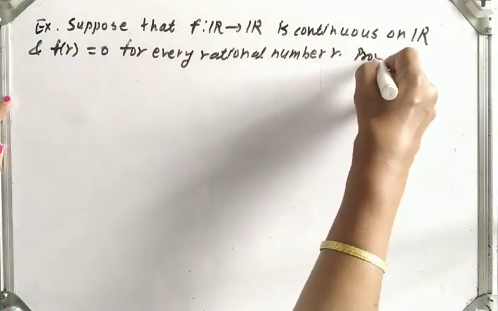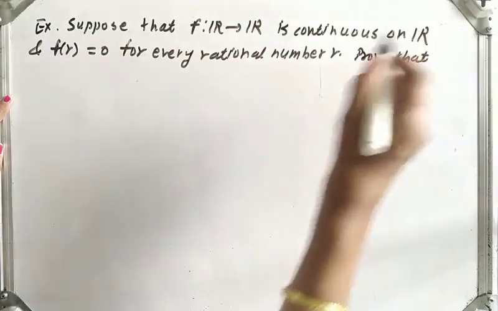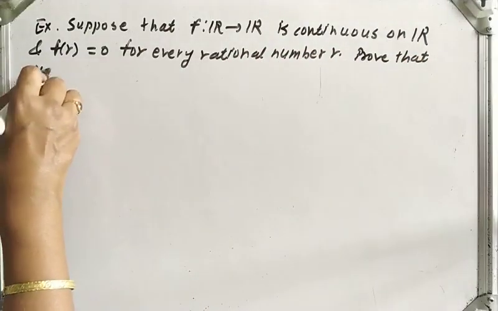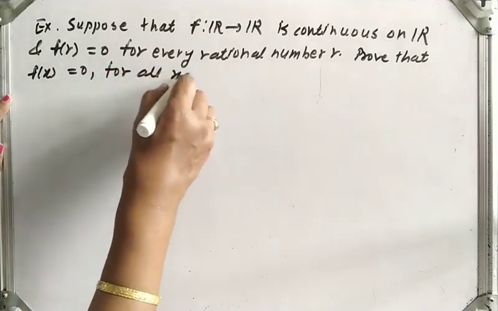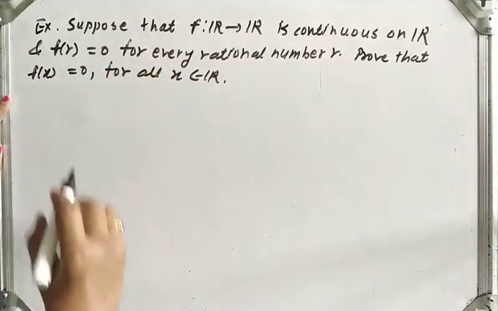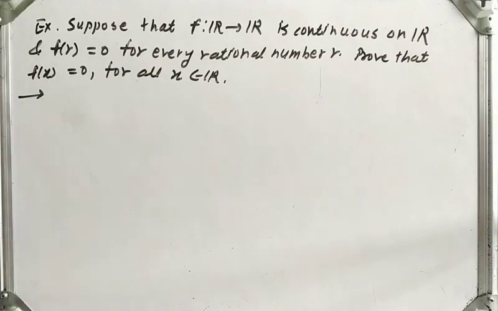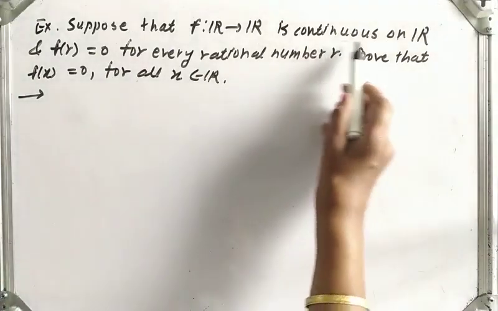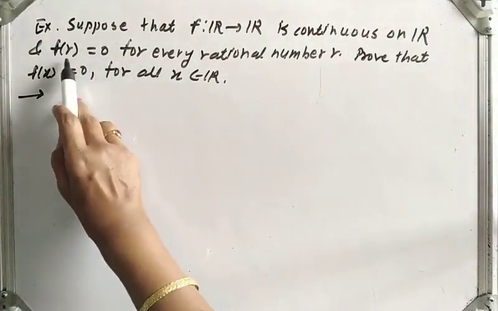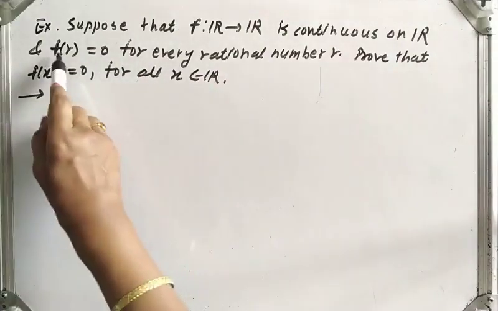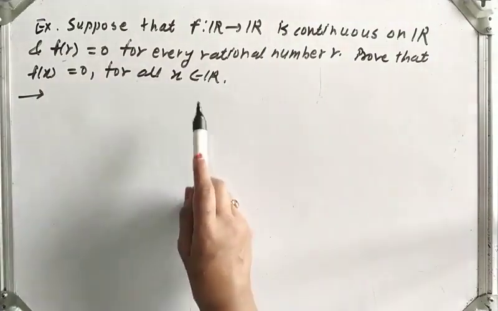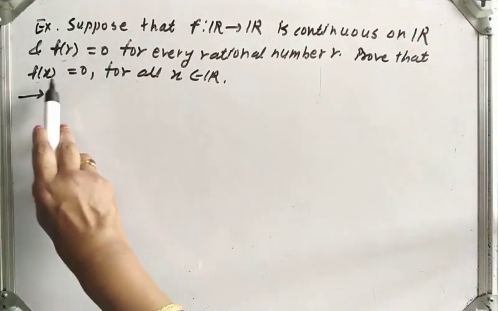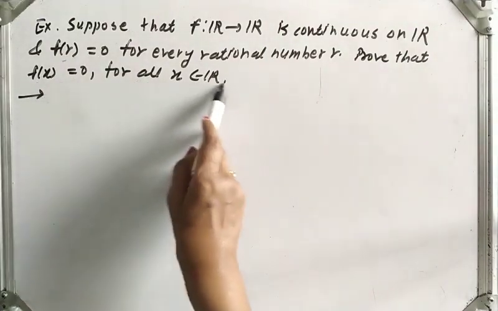Prove that f of x is equal to 0 for all x belongs to R. So what is given first of all? Function is continuous on R. f of r is 0 for every rational number r. If r is a rational number, then f of r is 0. Function is continuous. We have to show that f of x is 0 for all x belongs to R.